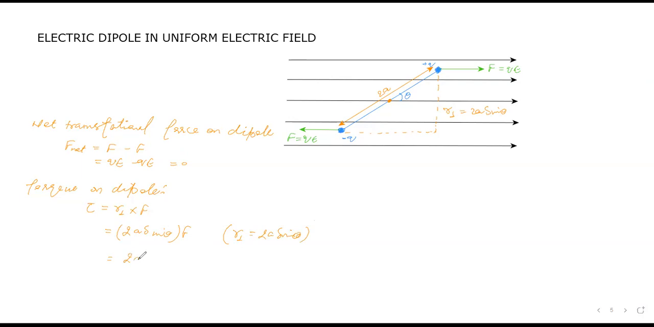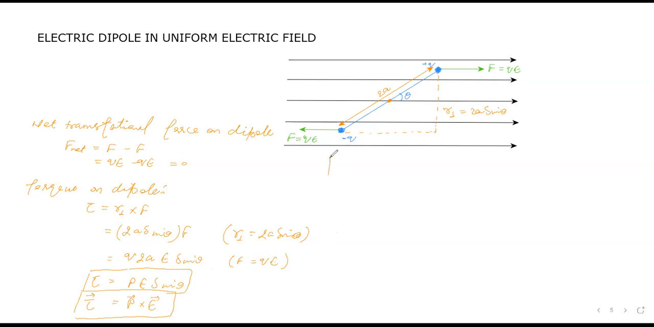Or we can also write 2A sine theta, Q into 2A, as the position of F. We can write here Q into 2A into E sine theta, because we have taken F is equal to Q into E. Q into 2A is P. So P E sine theta, or sometimes it can also be written as P cross E. We can write it or not? Yes, sir. These two are the formulas of the torque. Okay, note it down, please.